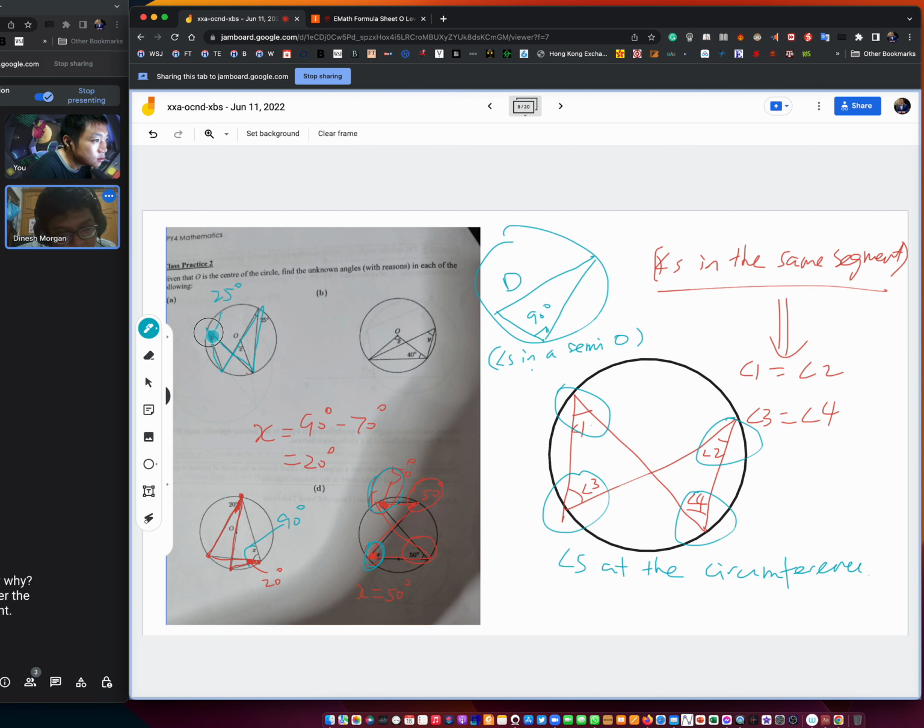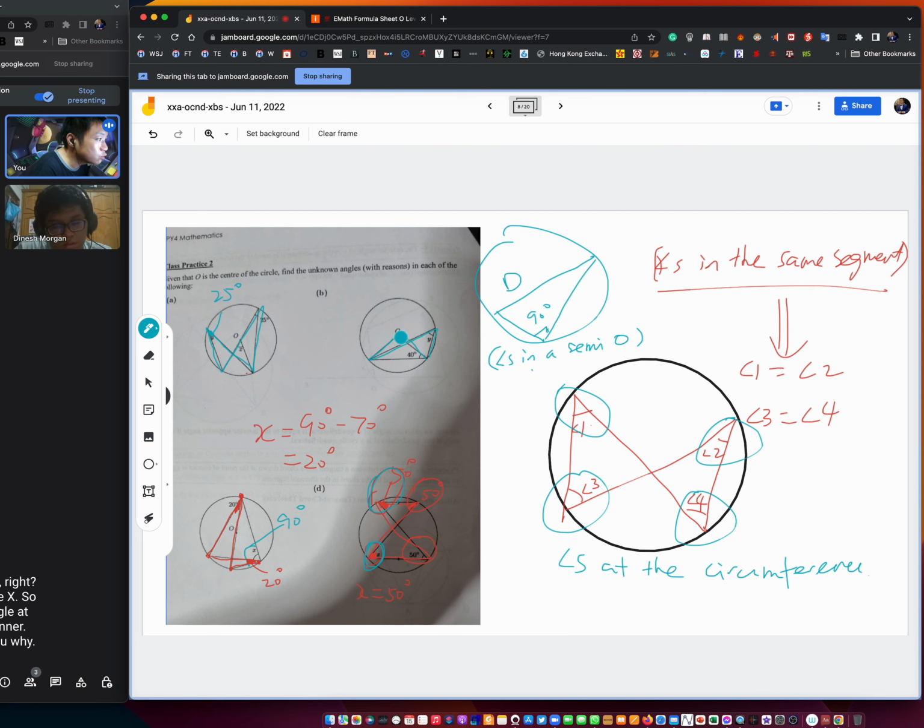Yeah, you could have used angles in the same segment, then you can get this y easily. Okay. And then for part B, the x, this is not angles in the same segment. Let me tell you why.